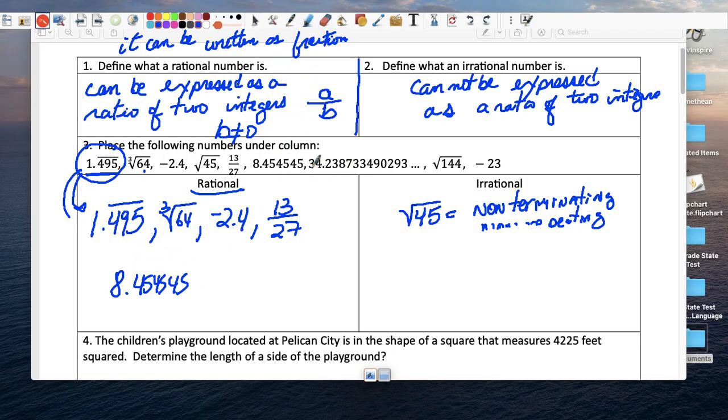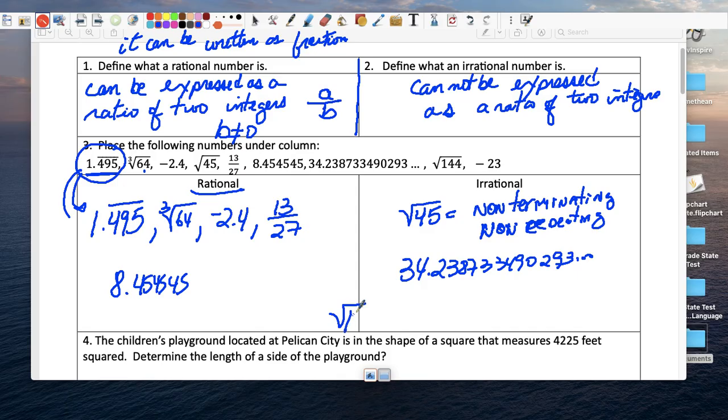The next number, 34.238733849029, goes on forever and ever. And again, does it end? No, it goes on forever. Does it repeat? No. So therefore, it qualifies as an irrational number. Non-repeating. If it doesn't end and goes on forever and ever, and it doesn't repeat, it belongs over here.